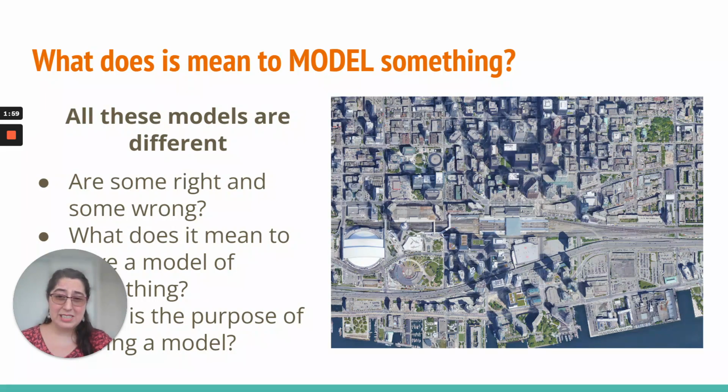Some of these are wrong, the really old one. Some of those streets don't exist anymore. But most of them are right. They just give us different information. So we have lots of different models of the atom, and most of them are right about something and can actually help us learn more about the world.